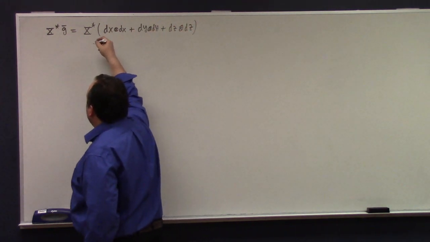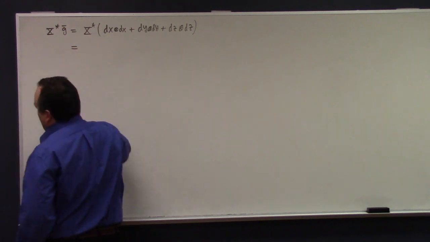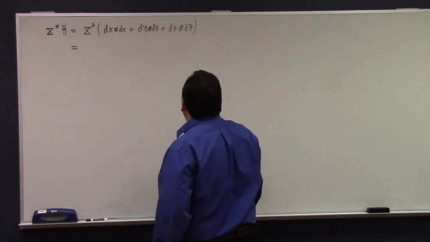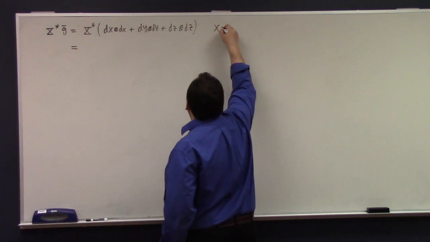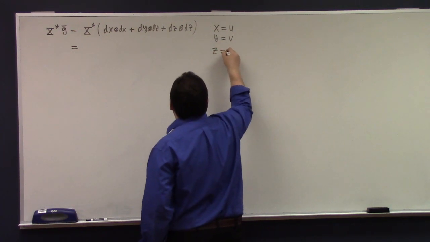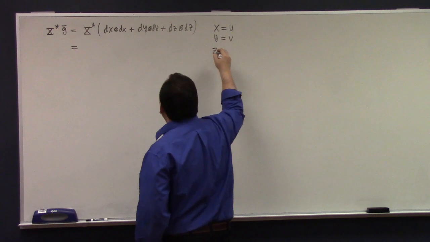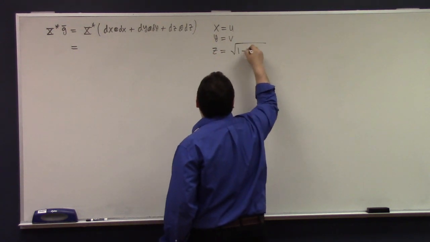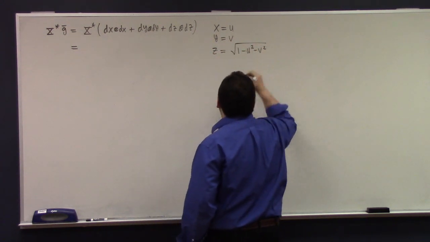And what does that actually mean? What is a pullback? How does that actually work? How it actually works is we simply set x equals u, y equals v, and z equal to the square root of 1 minus u squared minus v squared.